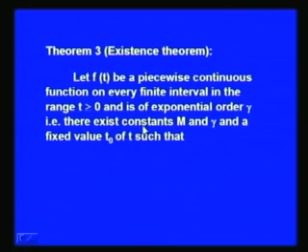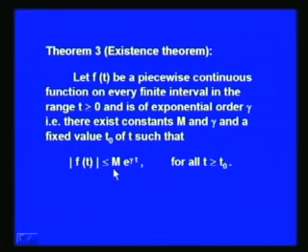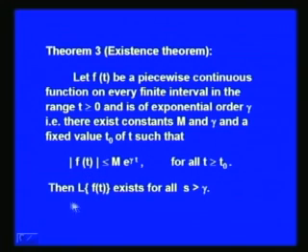That is, we assume that there exist constants m and gamma and a fixed value t naught of t such that mod of f(t) is less than or equal to m times e to the power gamma t for all t greater than or equal to 0. In simple terms, we can say that function f is said to be of exponential order gamma if the limit of e to the power minus gamma t into f(t) exists and is finite as t goes to infinity. So, then the Laplace transform of the function f(t) exists for all s greater than gamma.